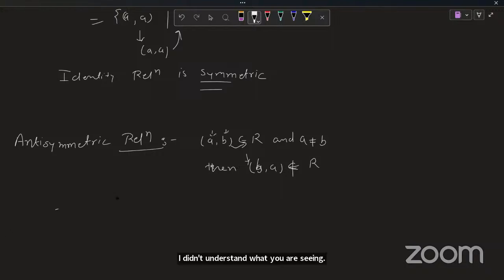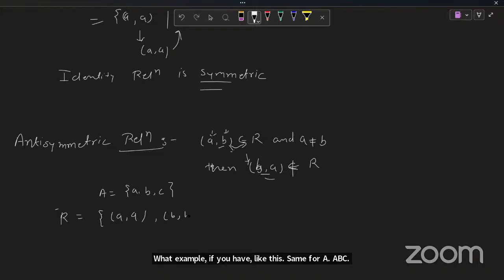Okay, leave it. So if both entries are unequal and this member is inside R, then the other member cannot be inside R. For example, you have A, B, C, and your R is AA, AB, and BC. Is this an anti-symmetric relation? Please write your answer on chat.